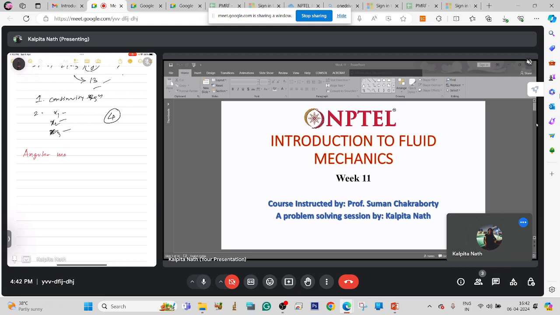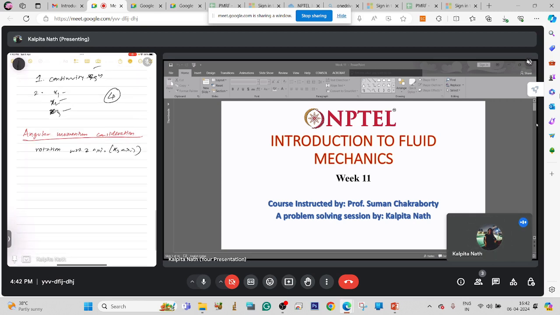Angular momentum consideration. So for that, first of all, let's suppose rotation is taking place with respect to the z axis, that means the x3 axis. So we will consider the forces which are there in the xy plane. Let's suppose the rotation is taking place at this point, like this is the axis of rotation.